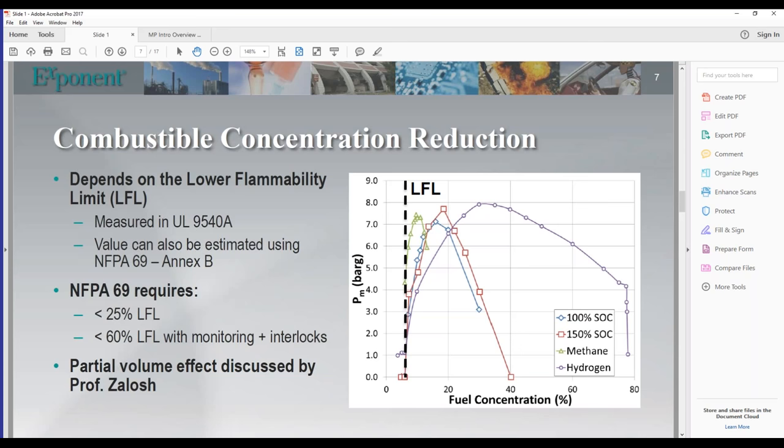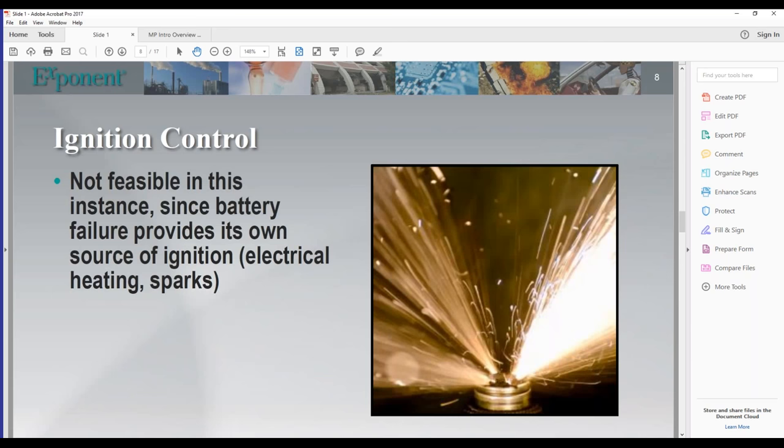And it requires that you're below 25% of the LFL, or if you have a system, and normally this is where you're flowing gases and using monitoring and interlocks, you need to be below 60% of the LFL. But of course, as Professor Silas was indicating, this is really not feasible when you have a portion of the volume that could be combustible within a much larger volume. Next.